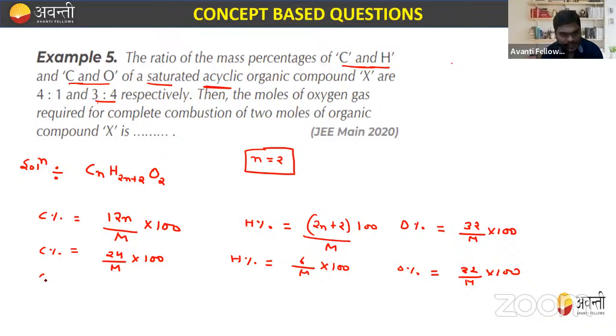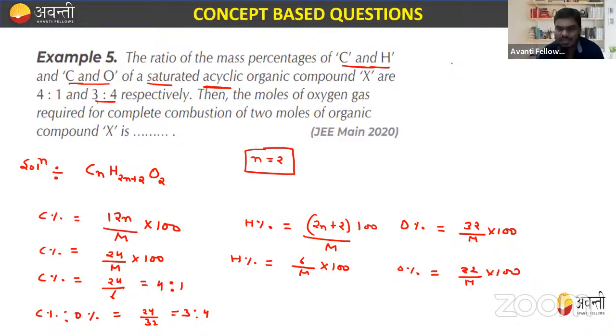Yes. So we can calculate this thing now. We know that this is 24 divided by 6, right? And this is equal to 4:1. Similarly, the carbon and oxygen ratio, that is the carbon percentage and its ratio with the oxygen percentage, is equal to 3:4. That is 24 upon 32. It comes out to be 3:4.